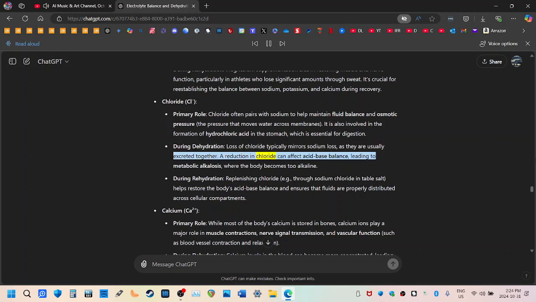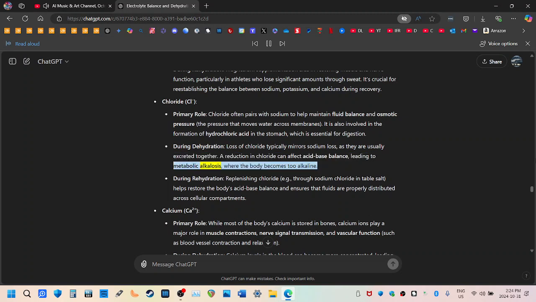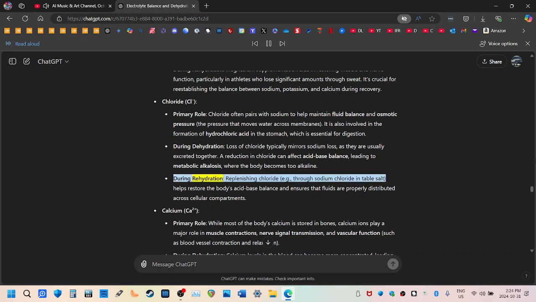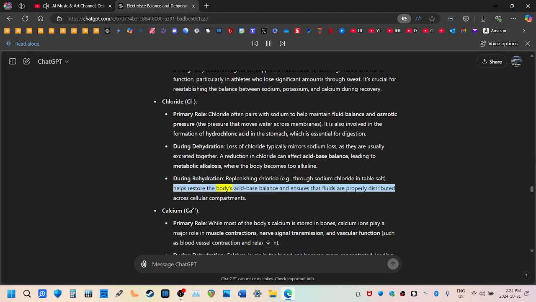A reduction in chloride can affect acid-base balance, leading to metabolic alkalosis, where the body becomes too alkaline. During rehydration, replenishing chloride, e.g., through sodium chloride and table salt, helps restore the body's acid-base balance and ensures that fluids are properly distributed across cellular compartments.